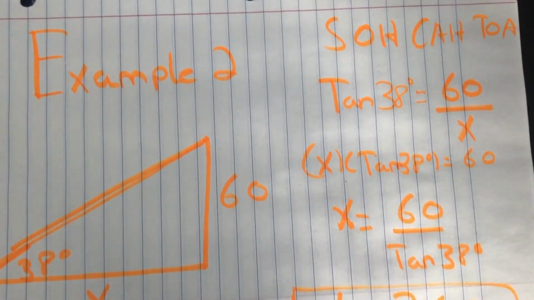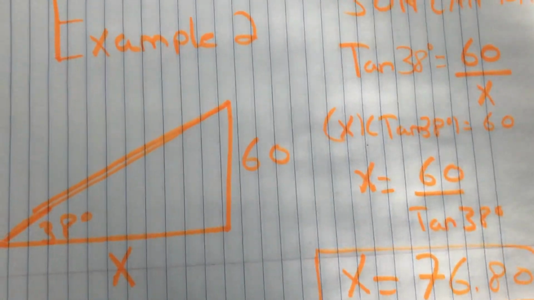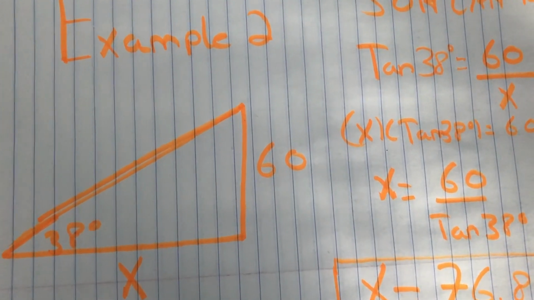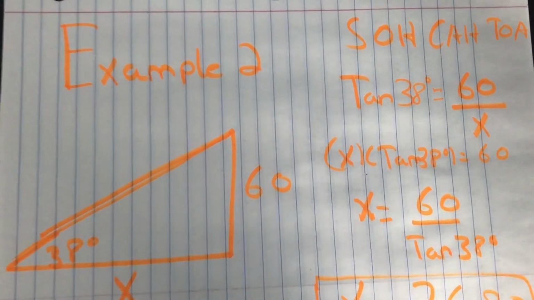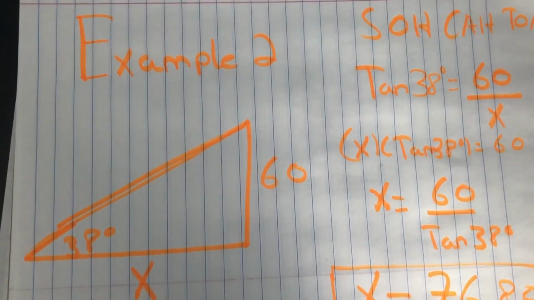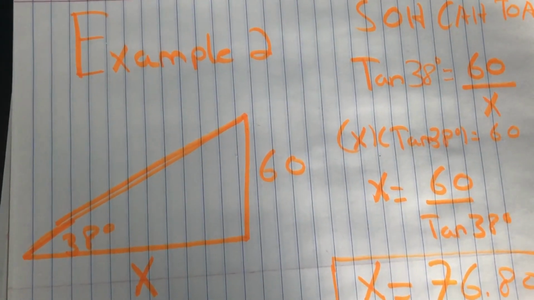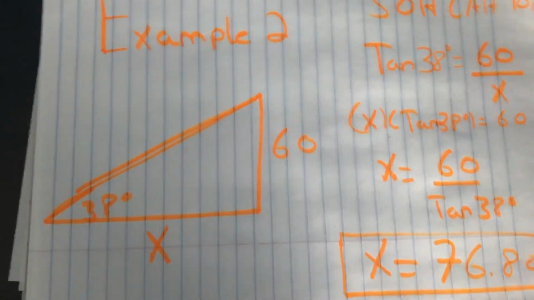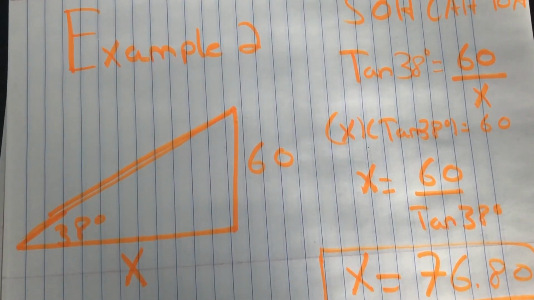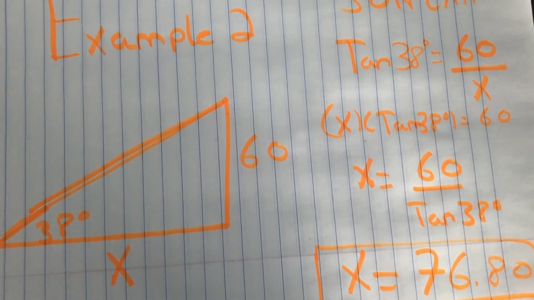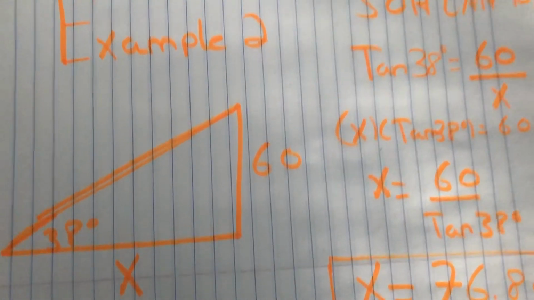So this is our last example of how to use SOH CAH TOA to solve for the basic trig functions. We can use these trig functions to also solve for a missing angle. That can be a future lesson. And also, like I said before, this is one of the stepping stones to the world of trig.